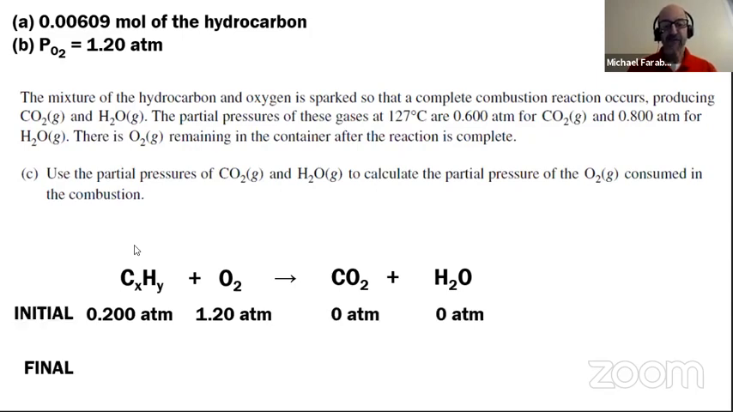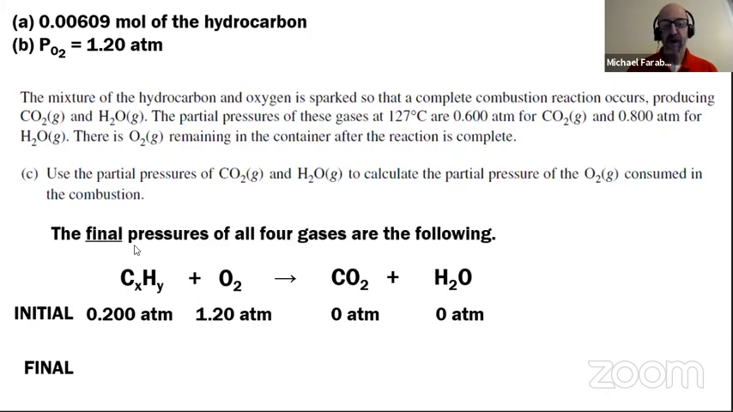At the end, after the combustion has occurred, and we're assuming that complete combustion means that all of the hydrocarbon was consumed, there should be no hydrocarbon left over because it was the limiting reactant and was consumed all the way. There's going to be some amount of oxygen left over, but all we're given is that there is oxygen remaining in the container. That tells us that oxygen was the excess reactant and the hydrocarbon was the limiting reactant, but we don't know how much oxygen is left over. So we can't do a simple subtraction based on that.